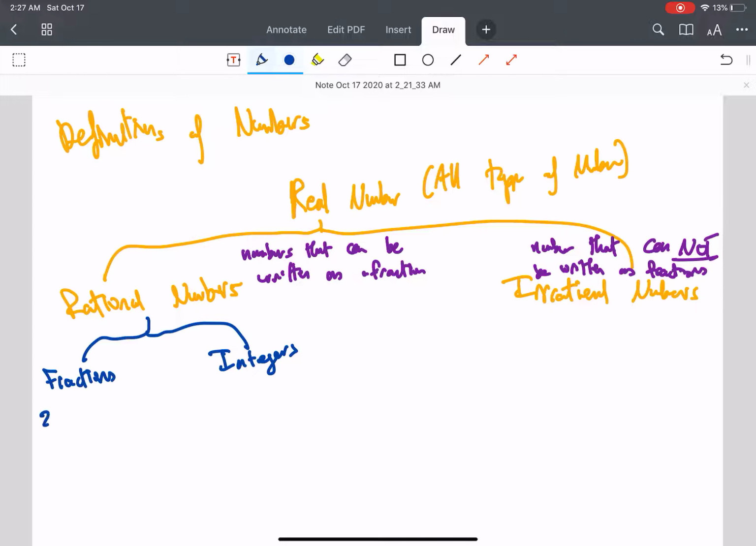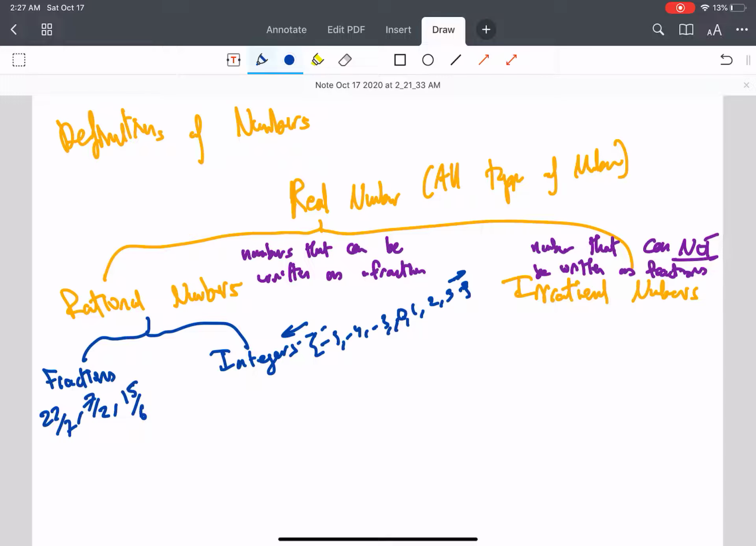Fractions like 22 over 7, 7 over 2, 15 over 6. These are fractions. Okay, or integers. Integers are whole numbers, like -5, -4, -3, 0, 1, 2, 3, and it goes on forever.